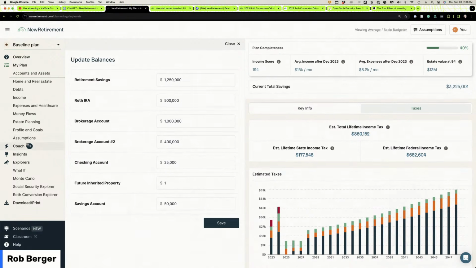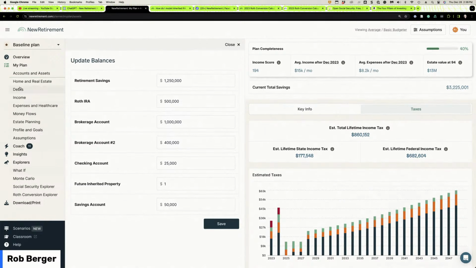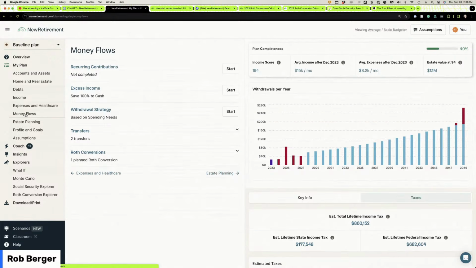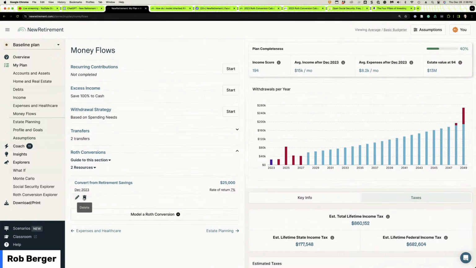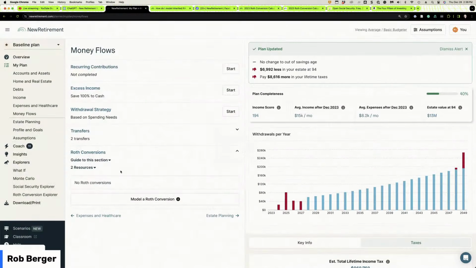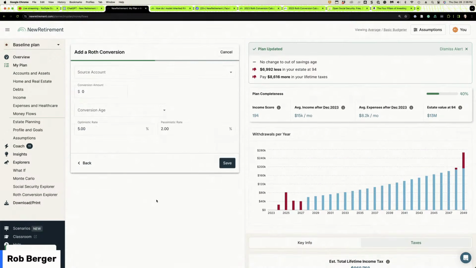So as I mentioned, there's two ways to model a Roth conversion. It's in money flows. And I'm going to delete this, delete this, and we'll just start over. So model a Roth conversion. You select which account you're going to be converting from. I've only got one traditional set up in this one. And the amount.